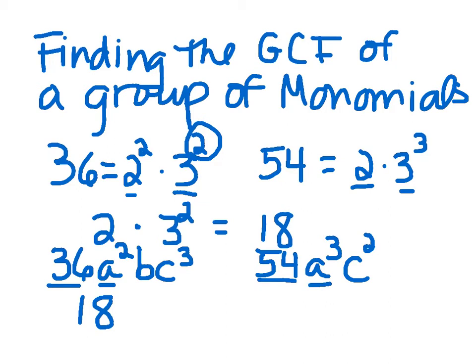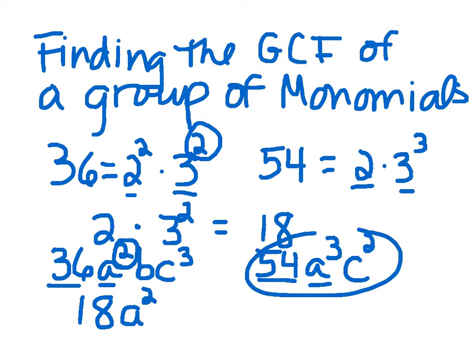These have a's in common. I use the smaller exponent, a to the second. They don't have b's in common because there is no b in this monomial, 54 a to the third c squared. They do have c in common, and the smaller exponent is c squared. So the greatest common factor of these two monomials is 18 a to the second c squared.